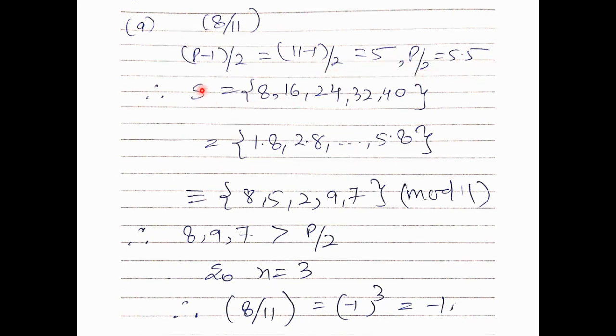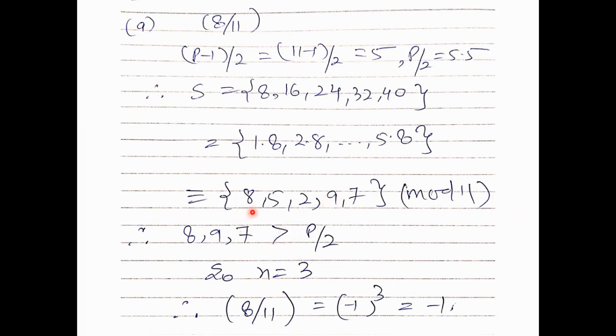So let us just write the set S where we have a, that is 8, then 2a, 3a, 4a, and 5a. Because p minus 1 upon 2 is 5, we will go up to 5a only. So 40. Now when we divide them by 11, what are the remainders? So remainders are 8, 5, 2, 9, 7 modulo 11.